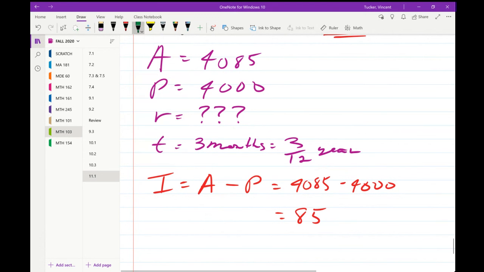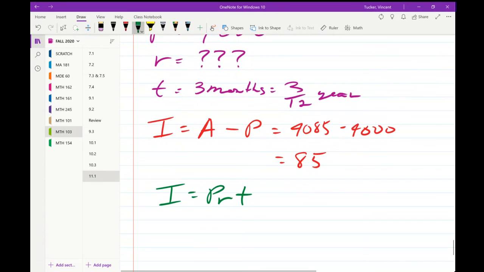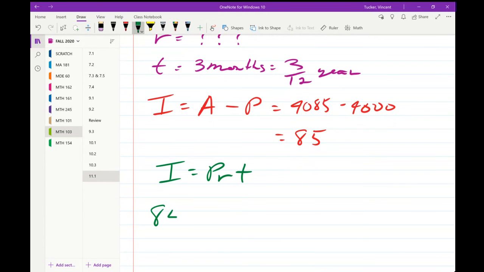So we still want to calculate the rate though. Don't forget your interest earned can be calculated by P times R times T. We can plug in what we know: 85 for I, 4,000 for P. R we don't know, but T is 3/12. All right, so on that right side, 4,000 times R times 3/12.